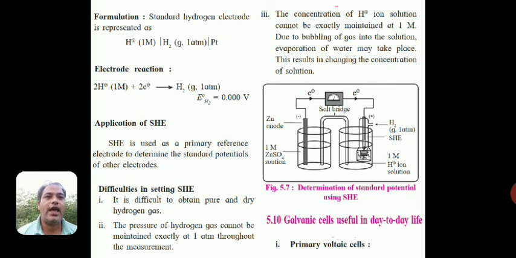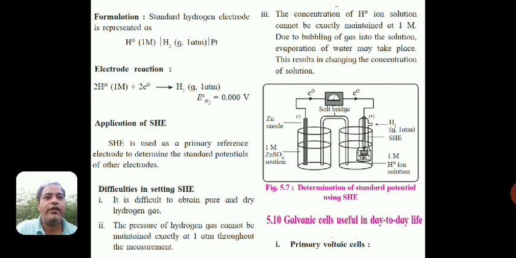H2 is a gas whose pressure is 1 atmosphere, and again a single vertical line, and that is Pt, that is platinum. Now it is very important we understand that the platinum wire is used only for electrical contact, and it does not act as an electrode material. Here the electrode material is hydrogen gas, but it is in a gaseous state, so it is very difficult to handle. That's why we are using a platinum wire.